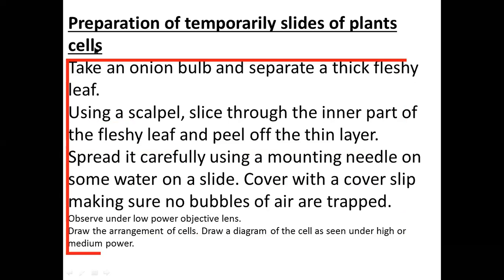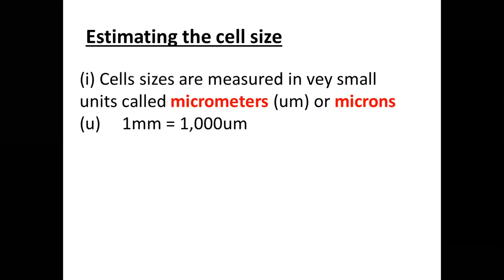All that we have said, and may ask you to estimate the cell size. Estimating the cell size is also very tricky. Number one, when you are told to estimate the cell size, the first thing that you do is to remember that the units that we use are microns or micrometers. By micrometers, 1 millimeter is equivalent to 1,000 micrometers, because in most instances, we will start from the millimeters.